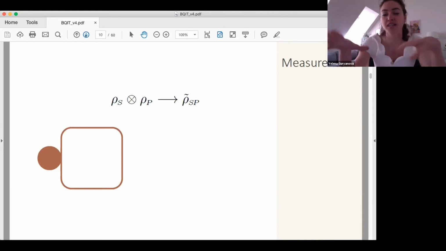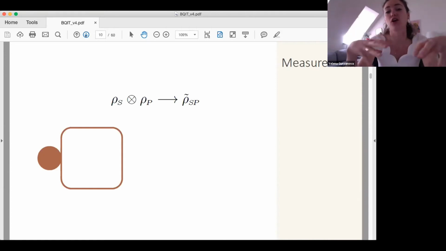Okay, so what is a measurement in the most fundamental sense? A measurement is something that takes a system and a pointer. It couples them, they're initially uncorrelated, and it correlates them in such a way to get this final state rho_S prime. So in this picture, this brown circle is my system and this bigger square thing is my pointer.